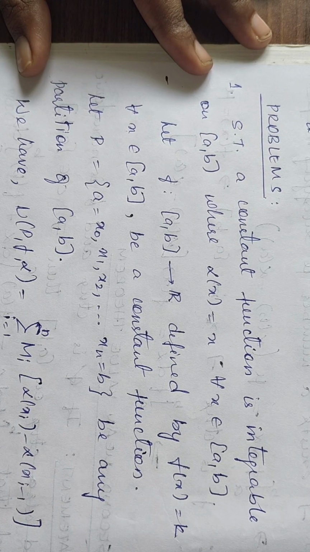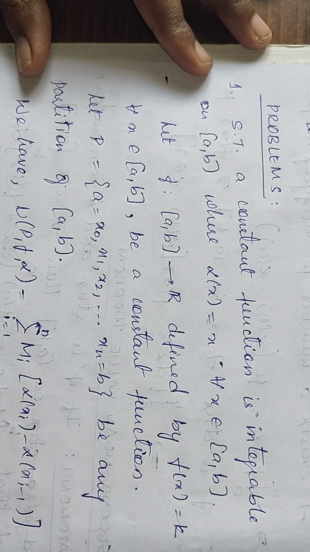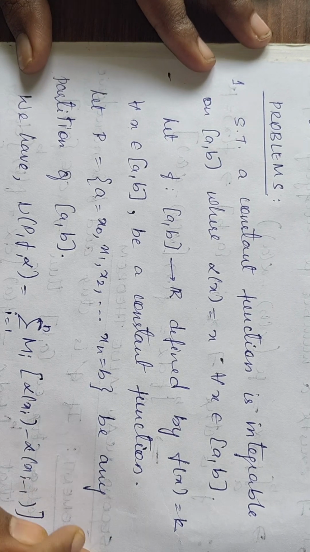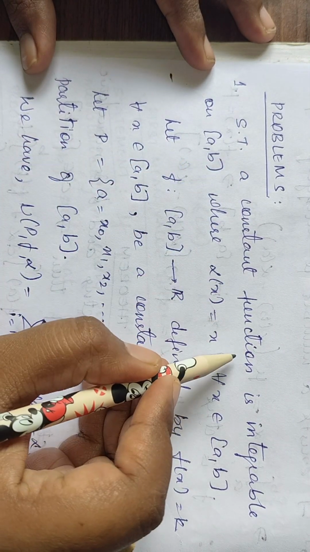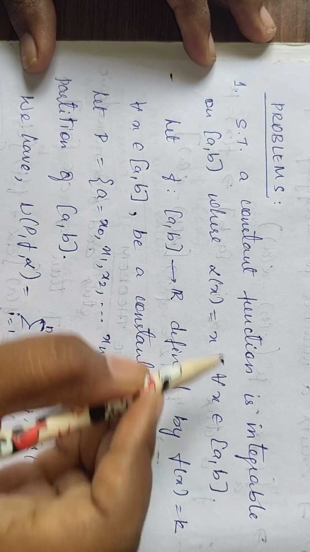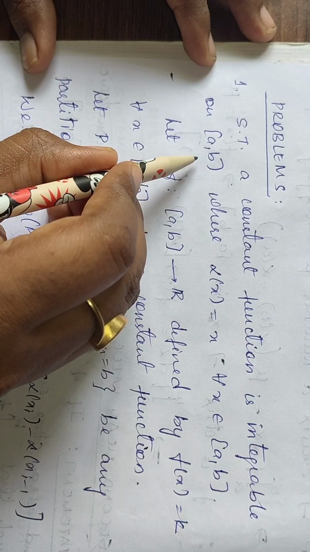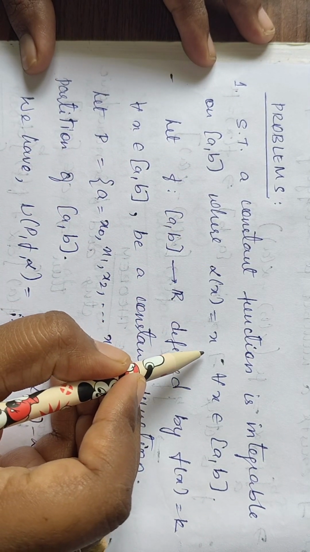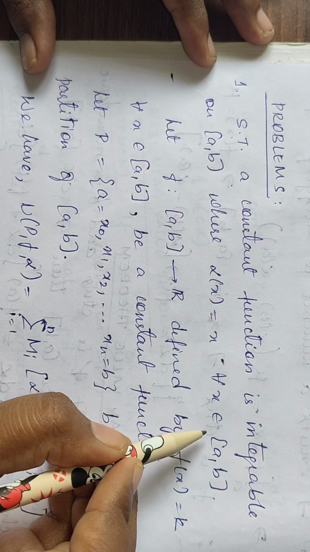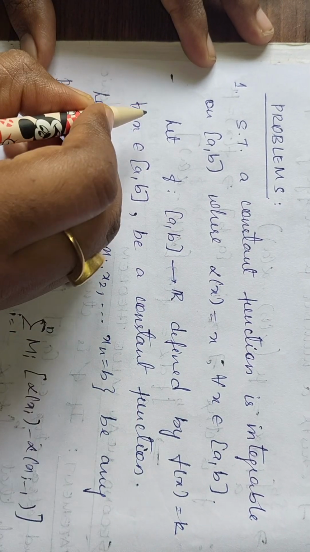Hello students, today we'll solve some problems based on Riemann-Stieltjes integral, whether the given function is integrable or not. Okay, so this is the first problem. Show that a constant function is integrable on closed interval [a, b] where alpha of x is equal to x for all x belonging to closed interval [a, b].